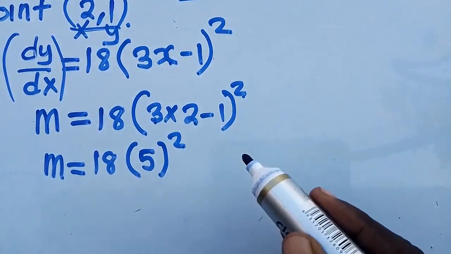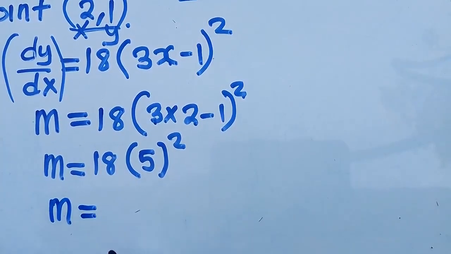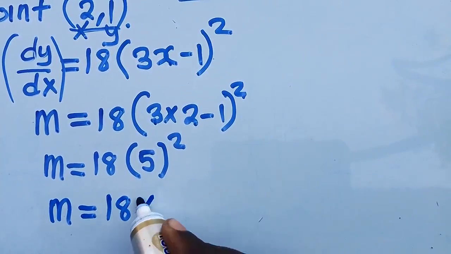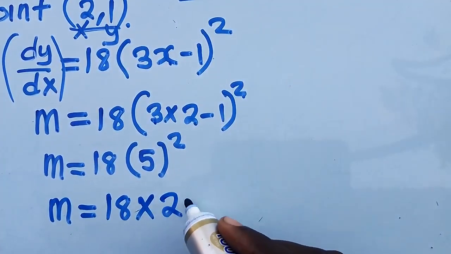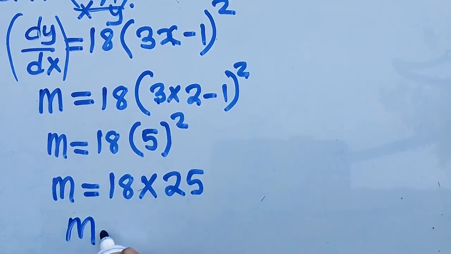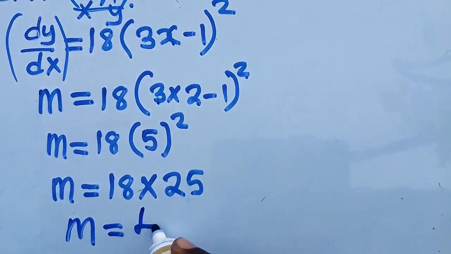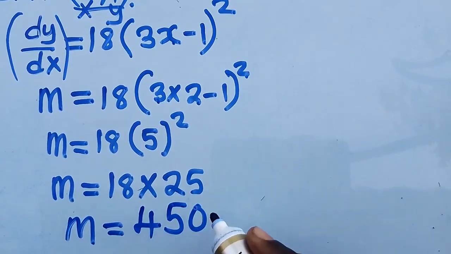This one usually comes in paper 2, where you are allowed to use a calculator. So this is equal to 18 times, what is 5 squared? It is 25. Have you seen? 5 squared is 25. So your gradient is 18 times 25. Use your calculator. It is 450. So you say 450 there. That is your gradient.